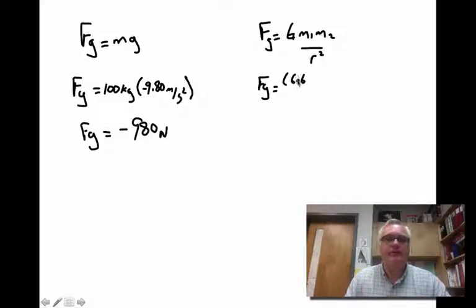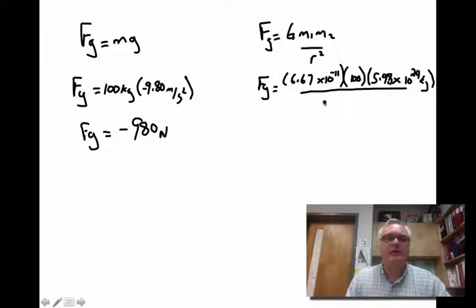I put in my constant. I'm going to leave the units out of this side. M1 is my mass. M2 is the mass of the Earth. And again, you can look this up on your formula sheet. It's one of the constants that you're given. 5.98 times 10 to the 24 kilograms is the mass of the Earth. And then I divide that by the square of the distance.